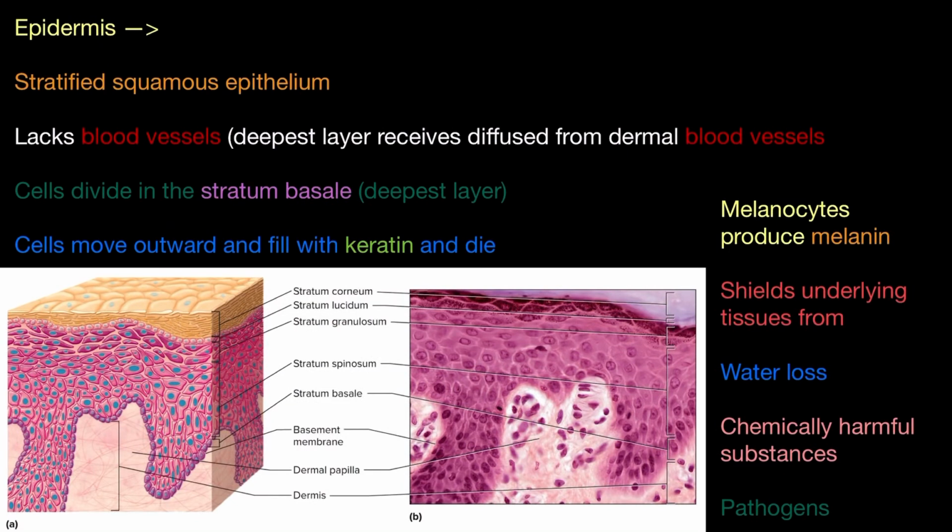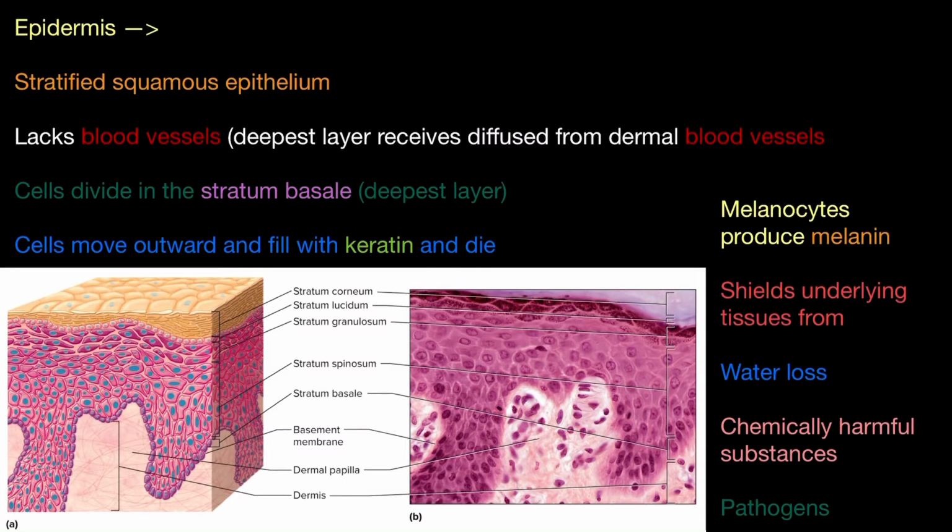In this video, we're going to talk about the layers of skin. So the outermost superficial layer is called the epidermis. The types of epithelial cells that make up this layer are called stratified squamous epithelium.